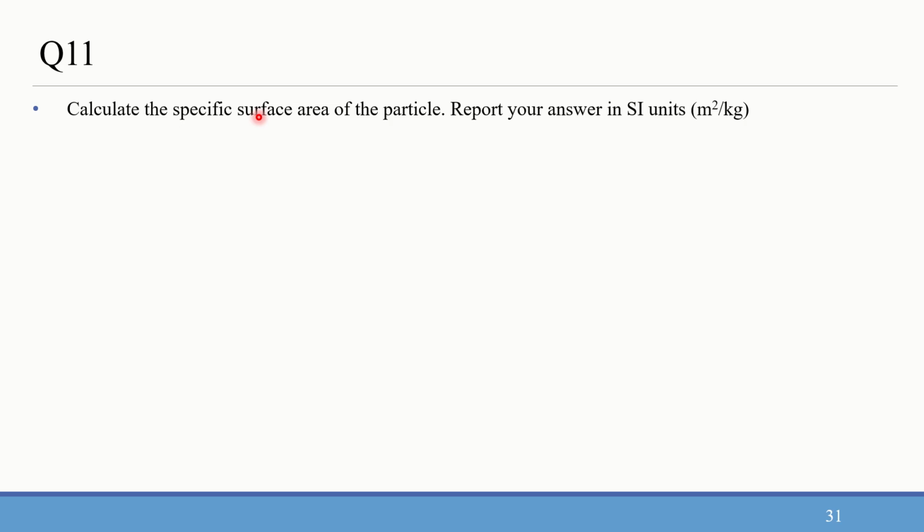In question 11, calculate the specific surface area of the particle. Report your units in SI units, that is meter square per kg. Similar to the previous problem, we need to know the surface area and divide it by the mass of the particle. Here it is a cube shaped particle, so its surface area is 6a square, which we calculated in the last slide as 24 micrometer square.